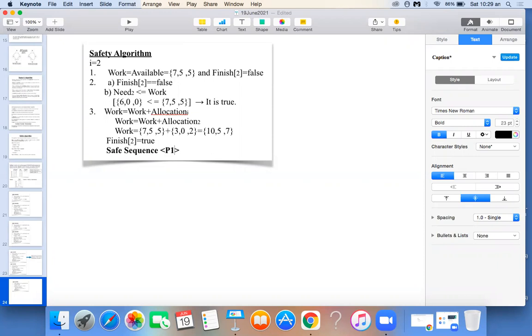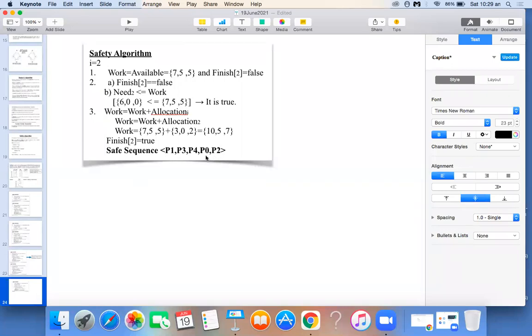P1, P3, P4, P0, P2. Correct. So P1, P3, P4, P0, P2. Okay, fine. See, in your textbook, they have considered the process P2 first. Afterwards, they have considered the process P0. So you can see the change in the safety sequence order in your textbook.